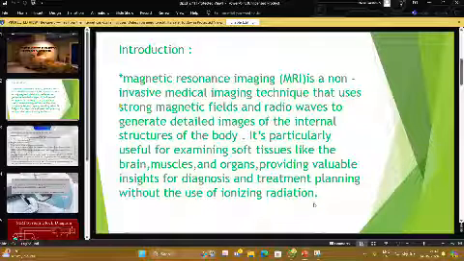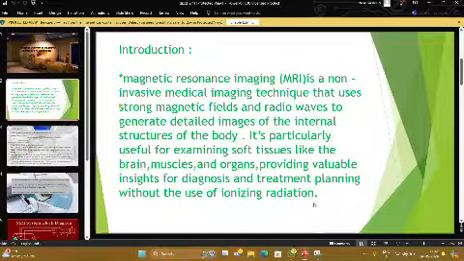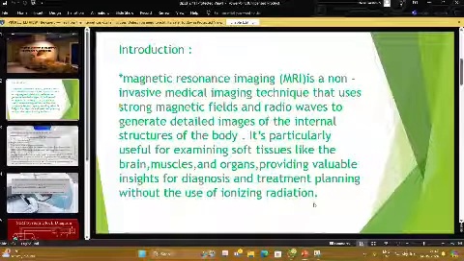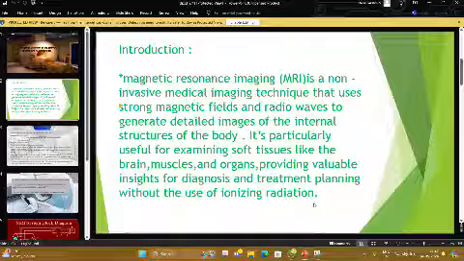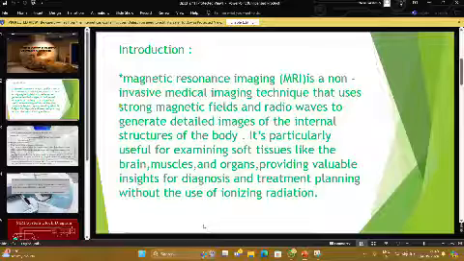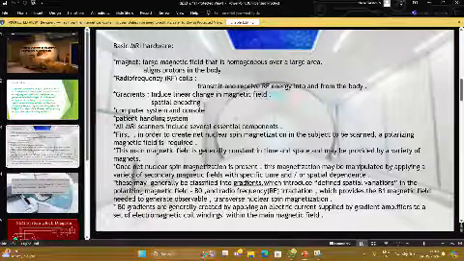So internally in our body, certain organs or body parts get affected, and the MRI generates detailed images of the internal structures of the body. It's particularly useful for examining soft tissues like the brain, muscles, and organs, providing valuable insights for diagnosis and treatment planning without the use of ionizing radiation. So here there is no need of using harmful ionizing radiation. So this is a brief introduction about the MRI system, magnetic resonance imaging system. Next, let's look into the basic MRI hardware.